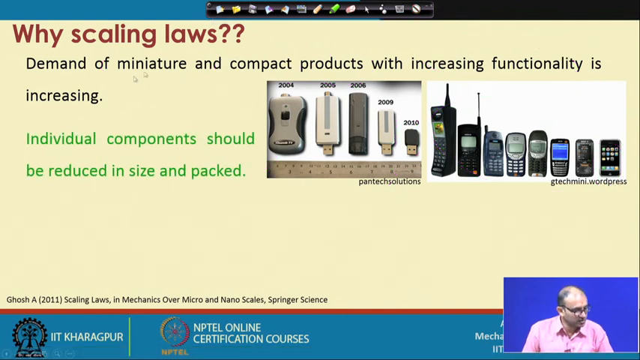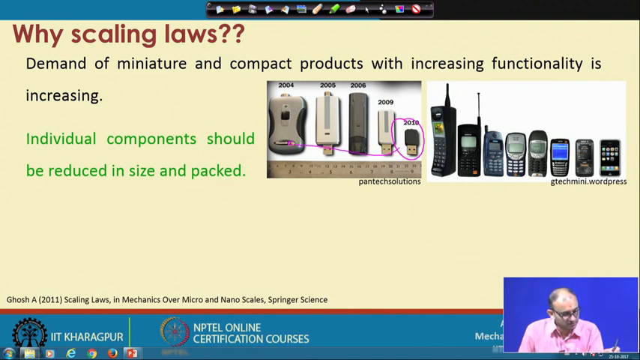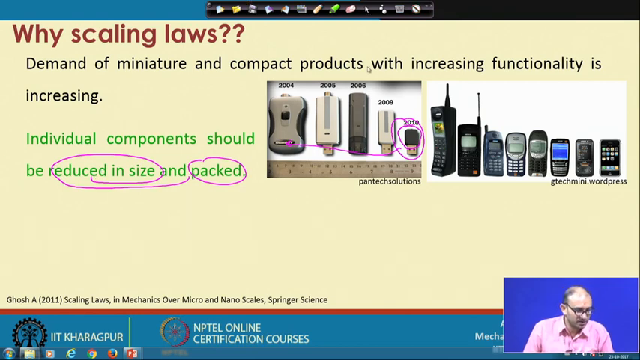So, to find out what things should be done, to reach this location, what do we have to do? The individual components should be reduced in size and packed. So, in this particular case, there is memory storage available. There will be a chip available, but the size of the chip will be very small in this case. So, there are small components, and the whole thing should be packed in a small size, 1 centimeter by 1 centimeter sometimes, that means we have to put all the components packed with a reduced size. So, that is what is important in this case.